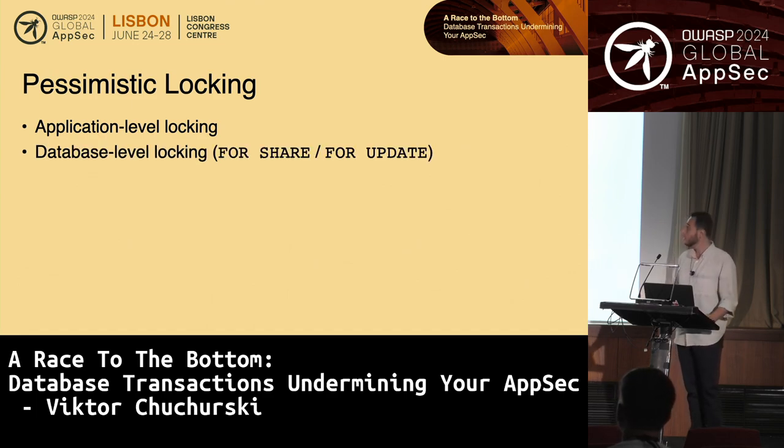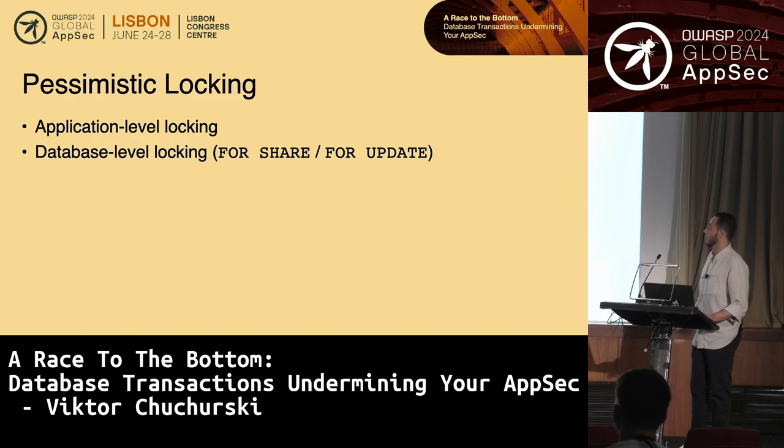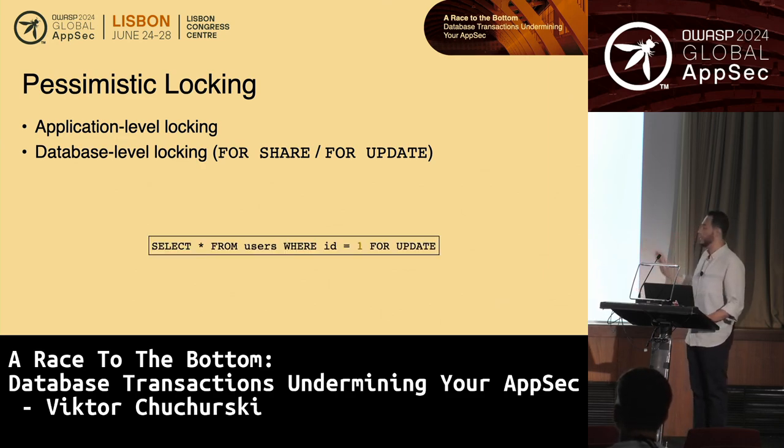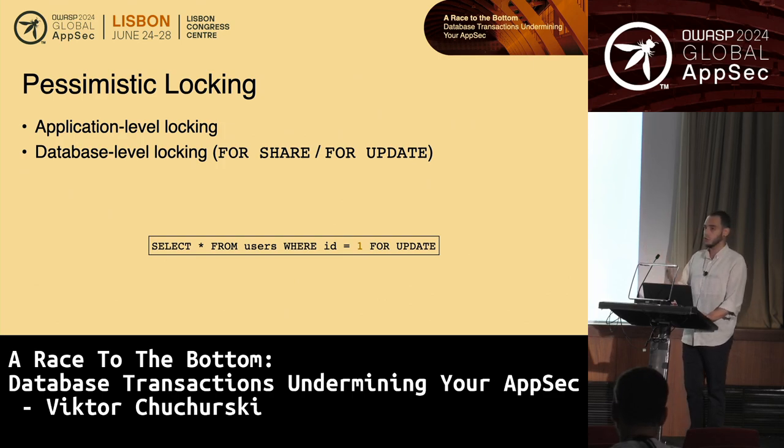However, it is a possibility. Another way to implement pessimistic locking is on the database level. Databases usually provide a modifier for select statements called for share or for update, used by tacking them at the end of your select statements, which instruct the database to place a lock on the entry that's being read by the select statement. The difference between them is that for share will place a share or read lock, and for update will place an exclusive lock. So this is one way for you to manually signal to the database that you want to perform locking.